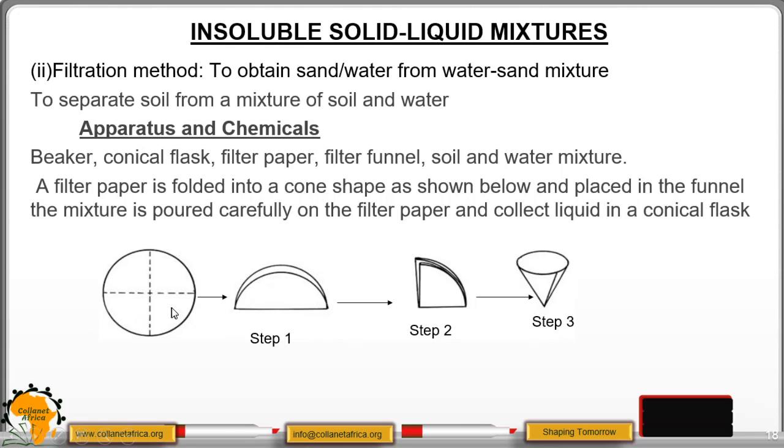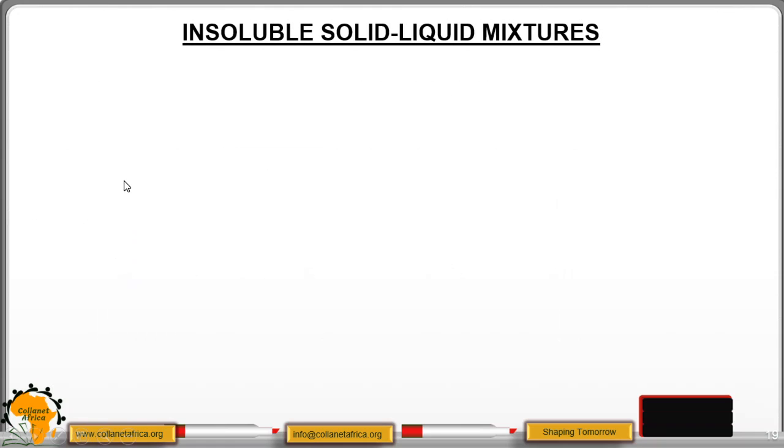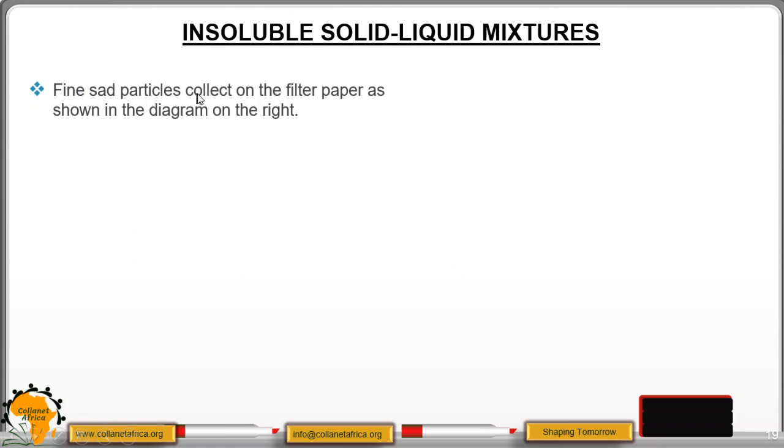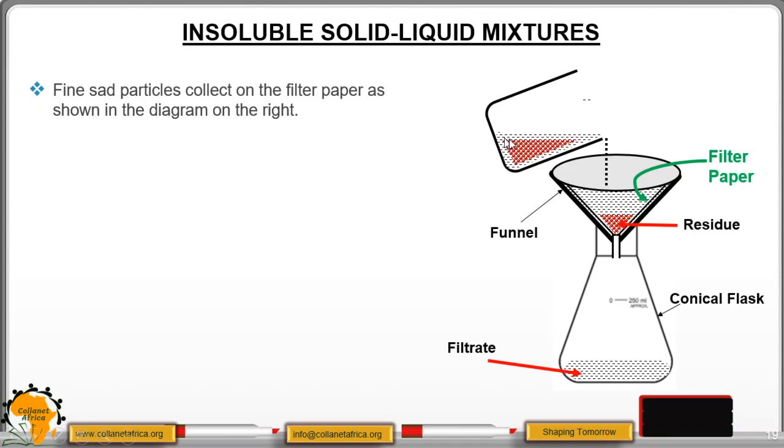So this is how you make a filter paper. You fold it once, then you fold the second time, then you form the cone. This cone is the one that is placed in a funnel. Fine sand particles collect on the filter paper as shown in the diagram on the right side. So we have here the mixture, then we have the filter paper, the funnel, then the residue, then the filtrate in the conical flask.